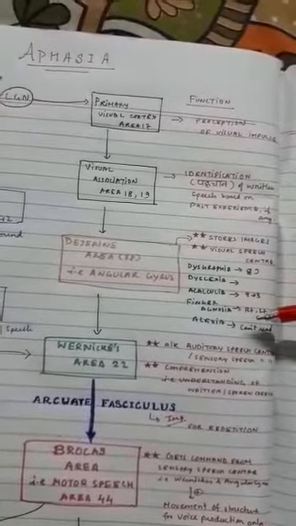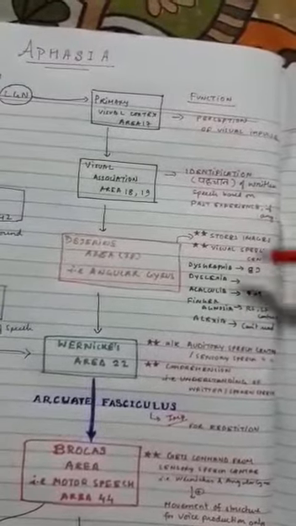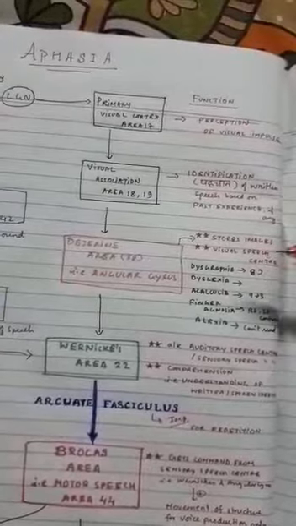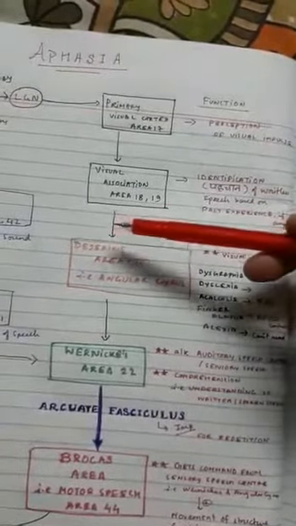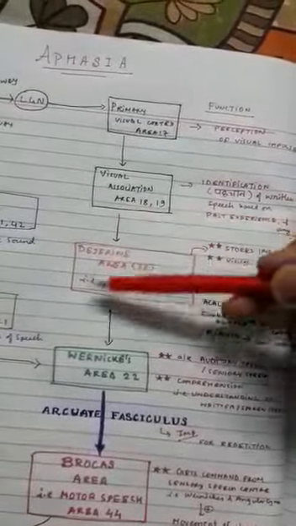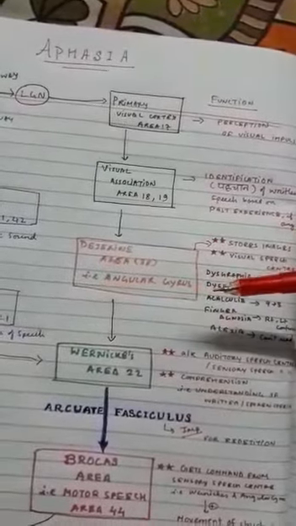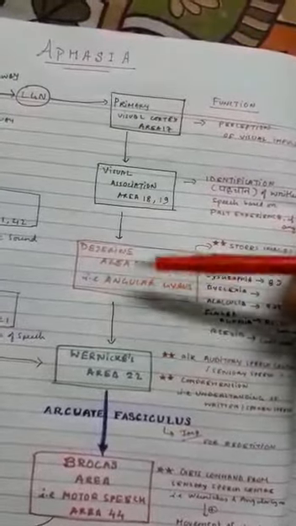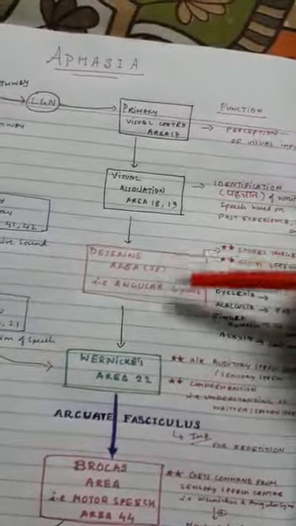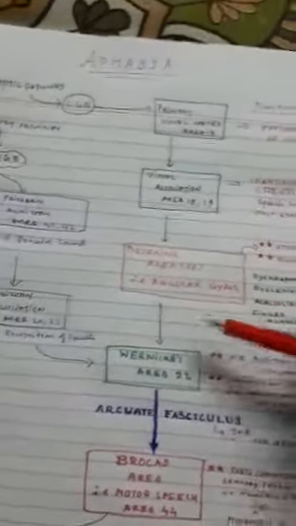Alexia may happen, where he can't read, as I told you that it is a visual speech center and it is unable to send that impulse from the visual area to the Wernicke's area, and so he will not be able to read it properly and can't interpret it properly.